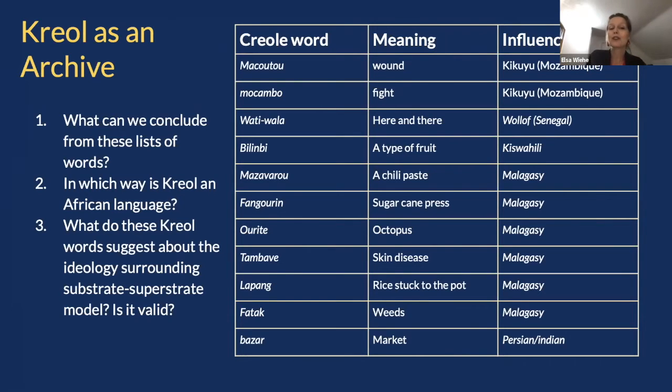So what can you conclude from this list of words? Take a look at it. And in which ways is Creole an African language, an other language? And what do these Creole words suggest about this ideology or this theory from linguists? Take some time to look at them carefully, the meaning, the influence.